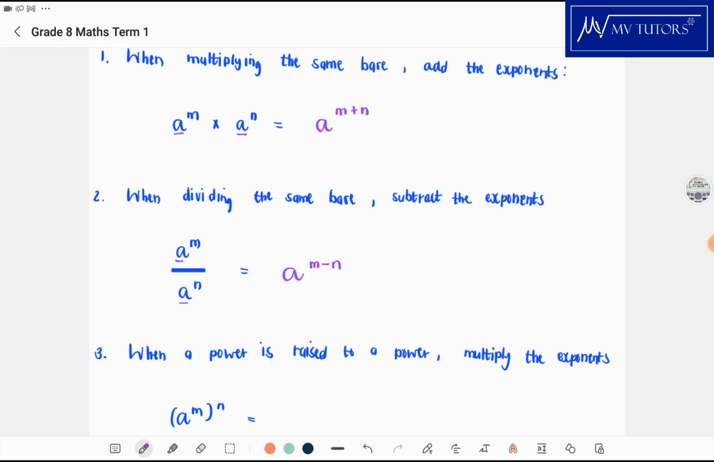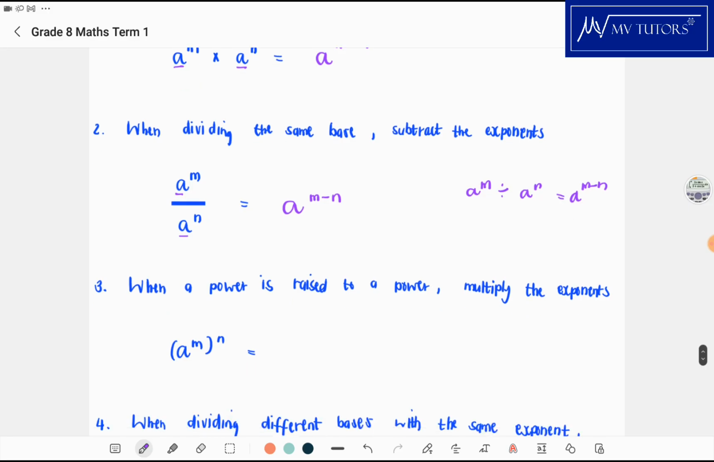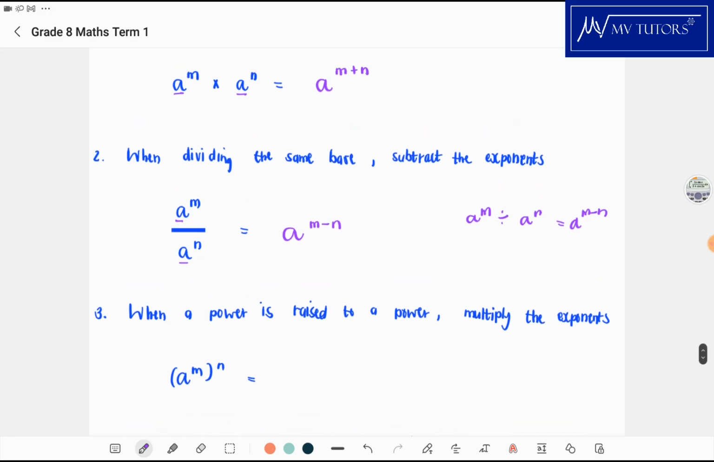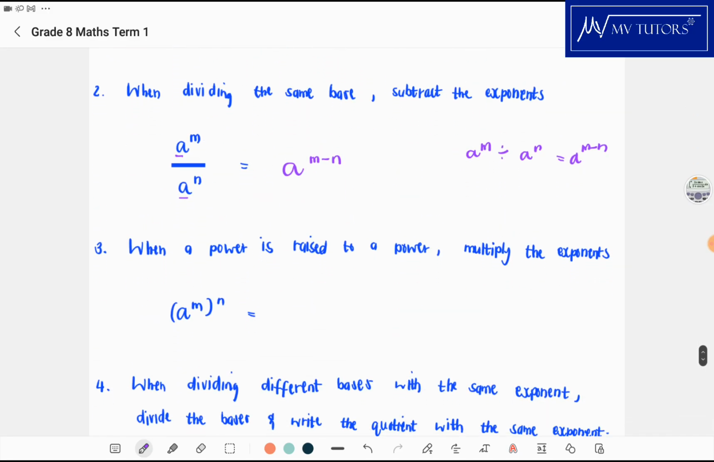Okay, sometimes, actually, this is exactly how you write it. So just be careful when you're dividing. Even if they put it like this, a to the power m divided by a to the power n, it's the same. You can say a to the power m minus n. So with multiplication we add, with division we subtract. Now rule number 3, okay, or law number 3.